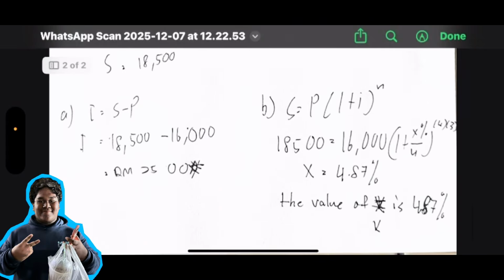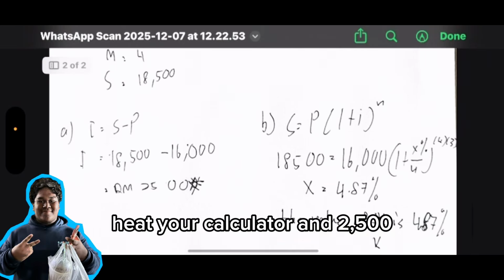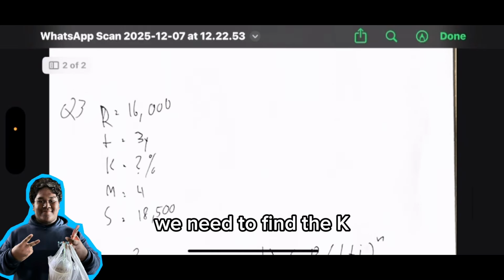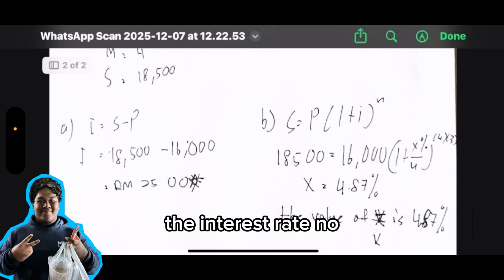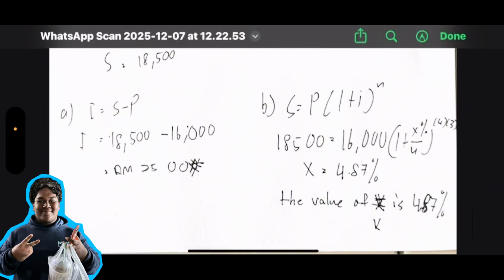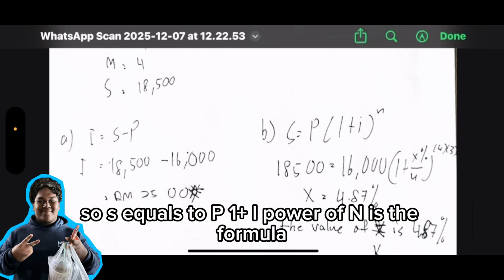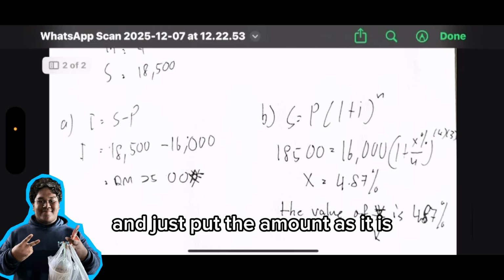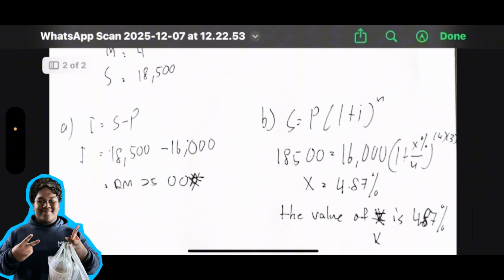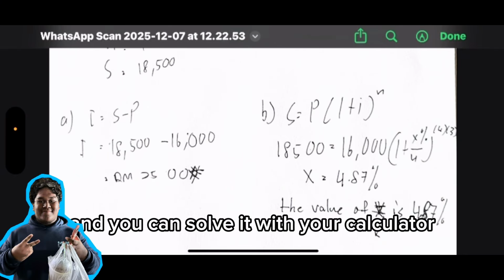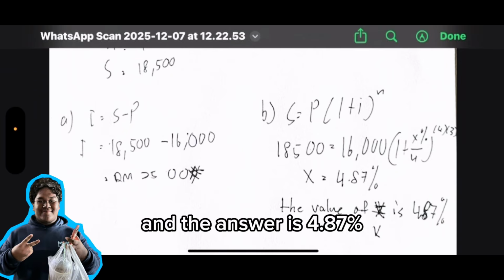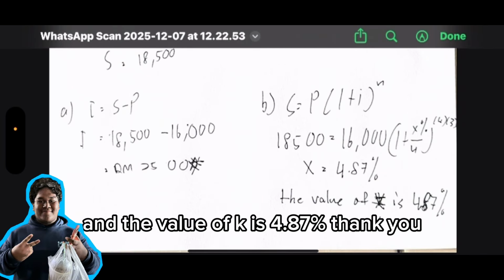Just hit your calculator and 2,500. And for B, we need to find the K, which is the interest rate. So S equals P, 1 plus i to the power of n is the formula, and just put the amount as equal to 16,000 and X, and you can solve it with your calculator, and the answer is 4.87%, and the value of K is 4.87%.